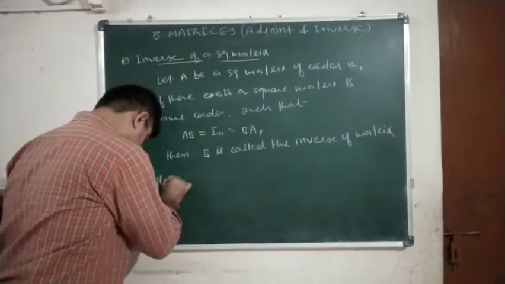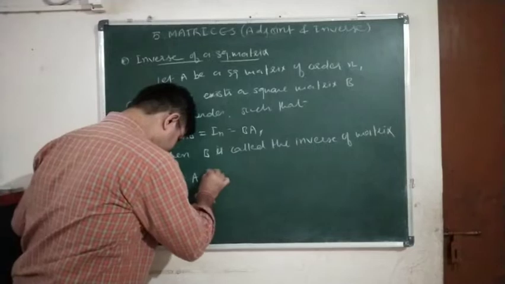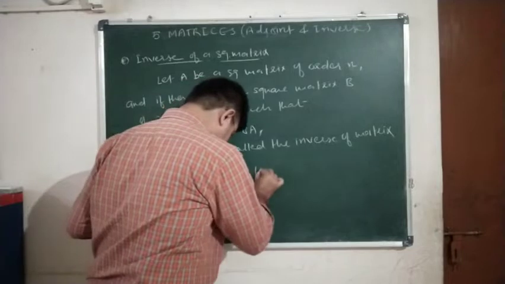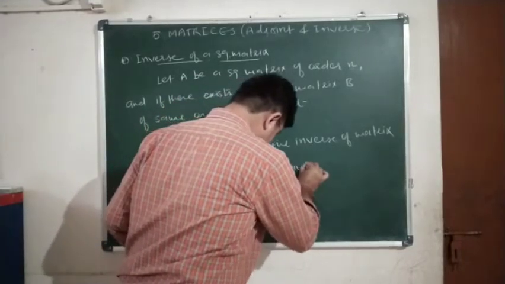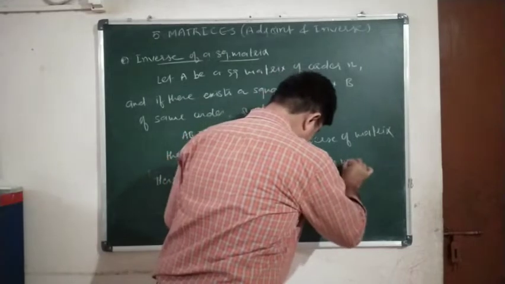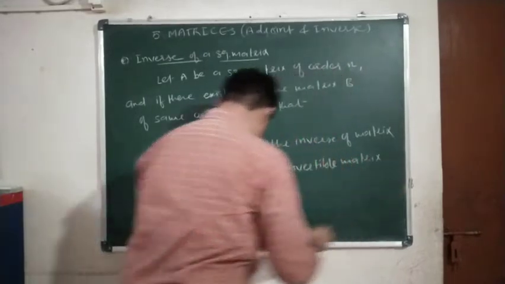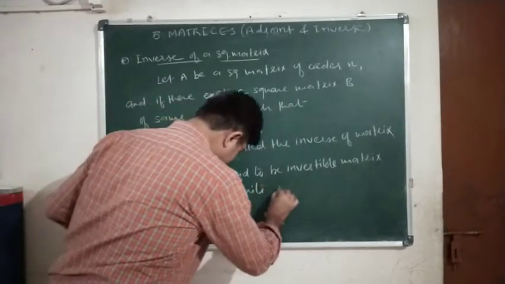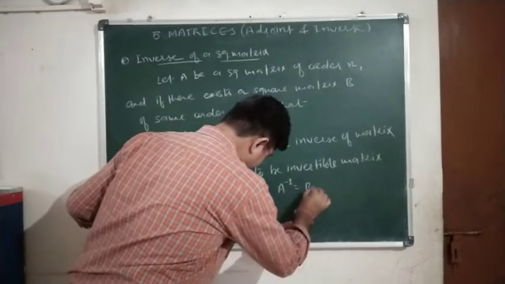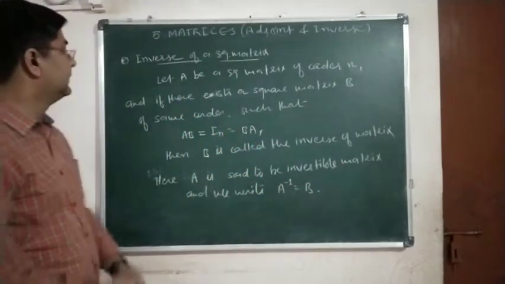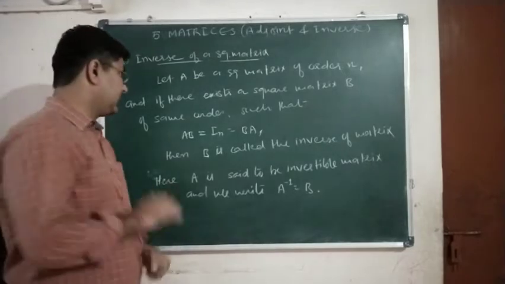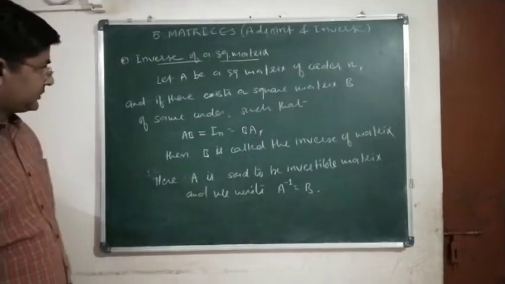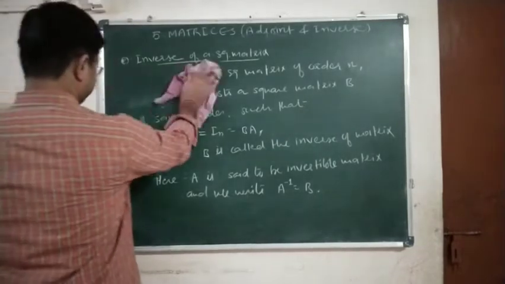and A is said to be an invertible matrix, and we write that A inverse is equal to B. Clear? Yes or no? Okay, now let us see certain theorems on the basis of the inverse of a square matrix.